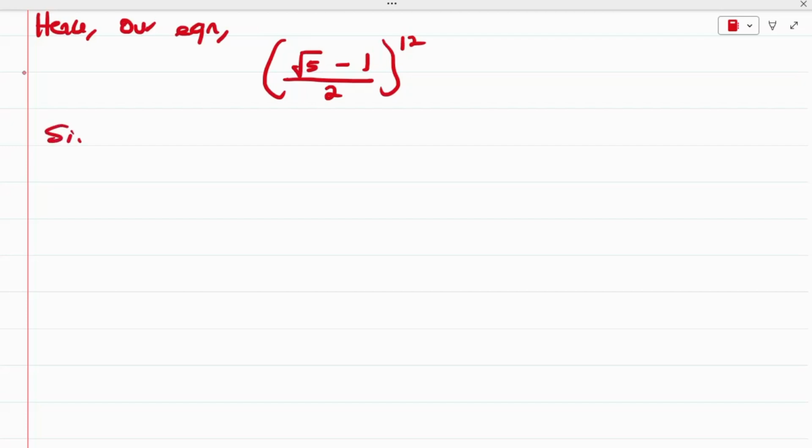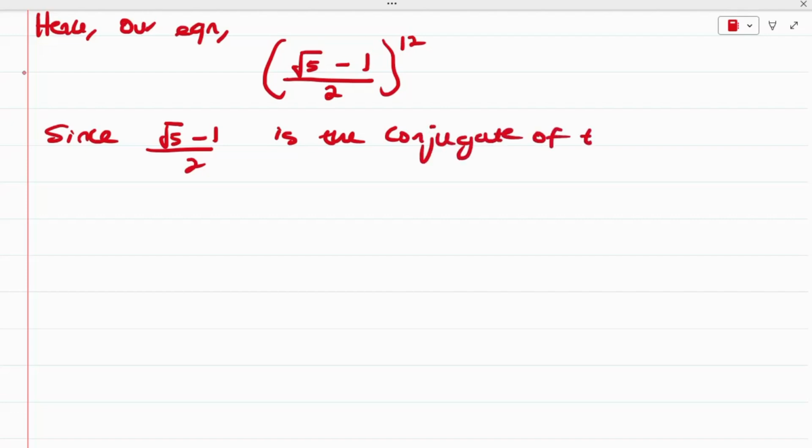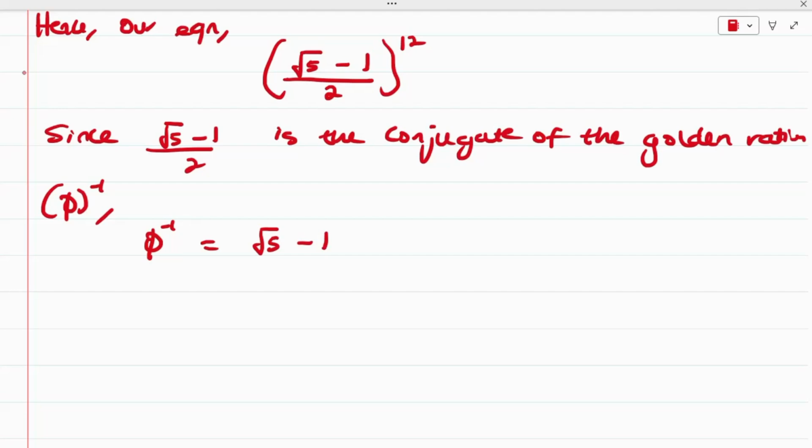Alright, so at this point you want to say since the root of 5 minus 1 divide 2 is the conjugate of the golden ratio, and the golden ratio is expressed as 5 raised to the power of negative 1. We recognize that 5 raised to the power of negative 1 is equal to the root of 5 minus 1 divide what?